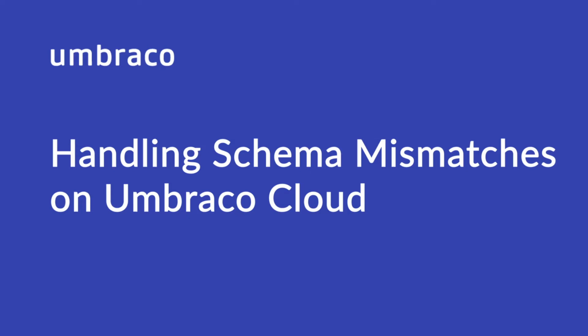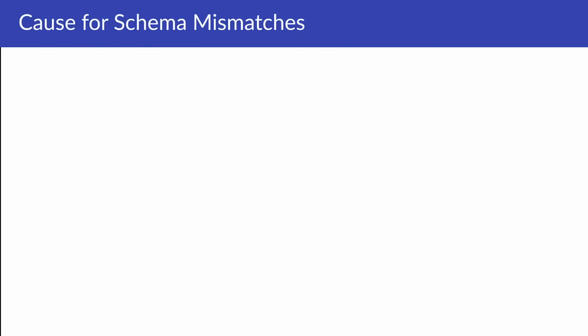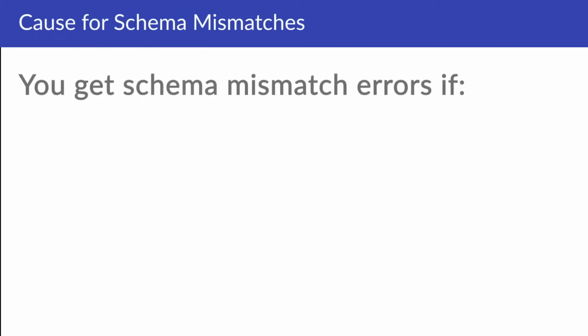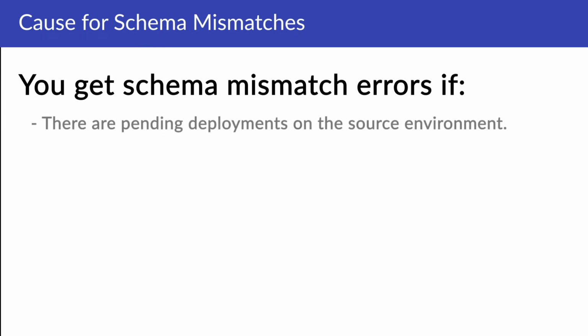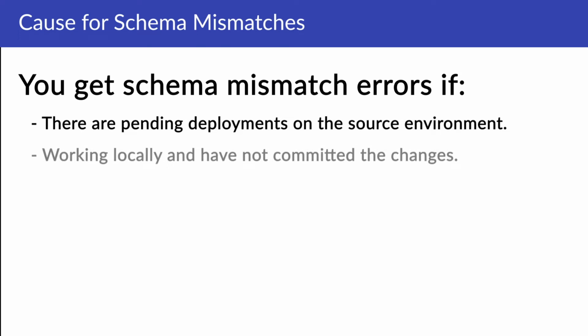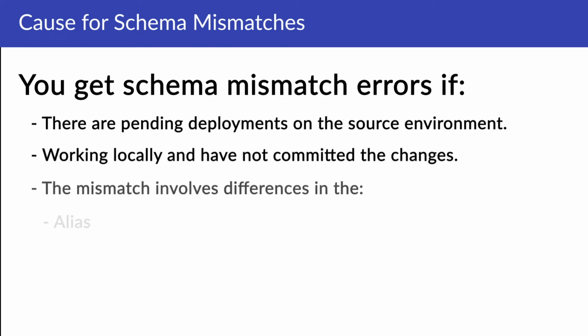When transferring or restoring content between two Umbraco Cloud environments, you might run into schema mismatch errors. So what causes schema mismatch errors? You can run into these errors if there are any pending deployments on the source environment, or if you're working locally and have uncommitted changes, or if the mismatch involves differences in aliases or names. Let's look at an example of what causes these errors and how to resolve it.